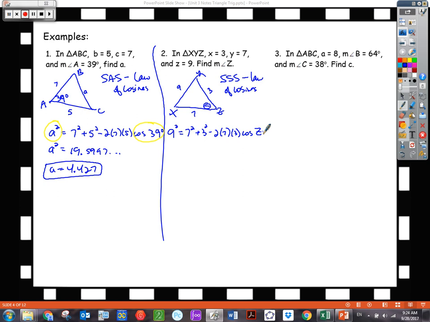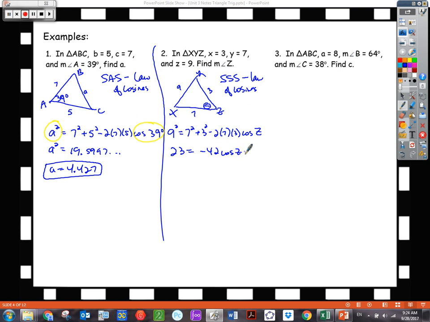Okay, and I have to see that step on your paper. So now I'm going to do some algebra. Basically, I'm going to take the 7 squared and the 3 squared and move them over with the 9 squared. So, you know, like 81 minus 49 minus 9. I want to move that all to one side, and that gives me 23. Then I'm going to multiply the 2 and the 7 and the 3. Just kind of multiply those out, and that gives me, what, a negative 42 cosine of z.